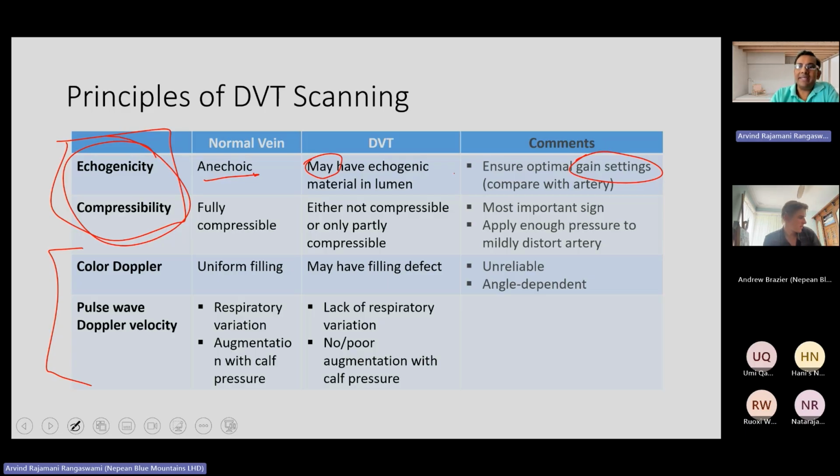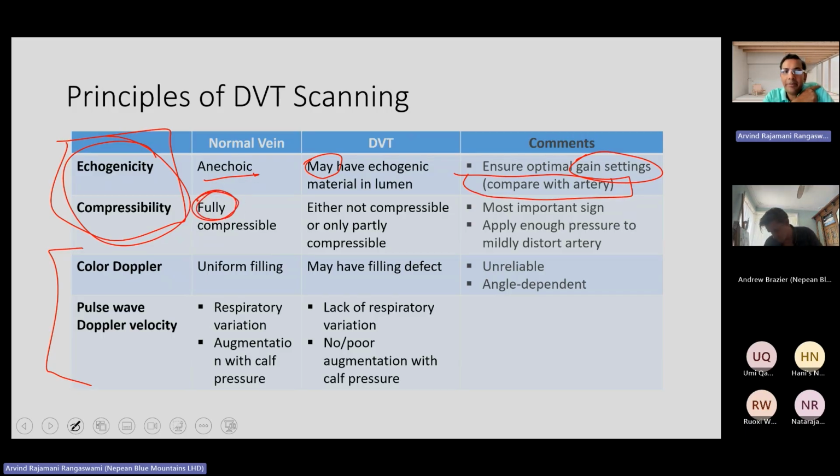So when you're setting the gain, you should always compare it to the adjacent artery. If there is excess noise everywhere and every structure appears echogenic, then it clearly means that it is the gain setting. It is not a DVT. So that's the first thing, the echogenicity. Then the next thing is compression on pressure. A normal vein should be fully compressible, and the operative word here is fully.